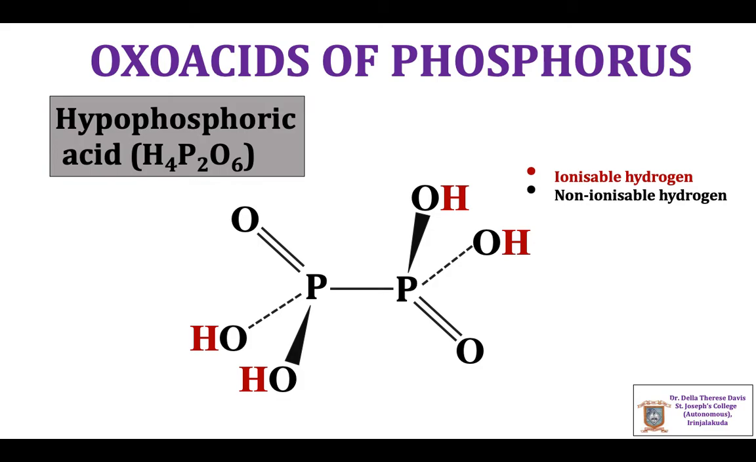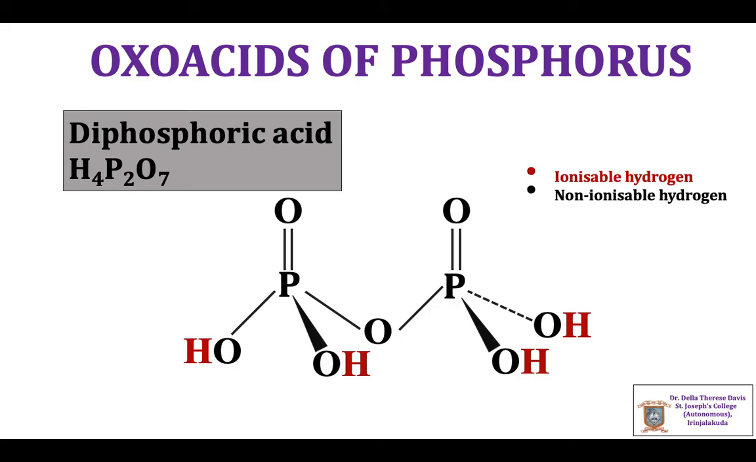Hypophosphoric acid or H4P2O6 contains four ionizable hydrogens. The structure of the acid is shown in the figure. It has a P-P linkage and each phosphorus is bonded to oxygen by a double bond, and there are two OH groups attached to each phosphorus atom.